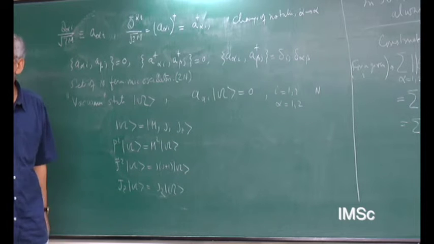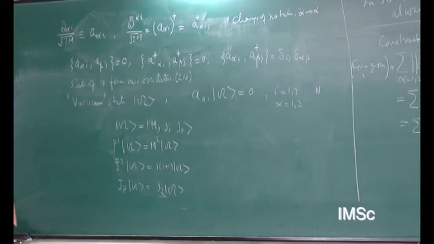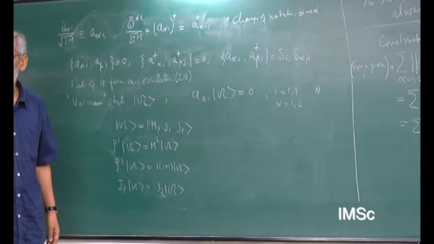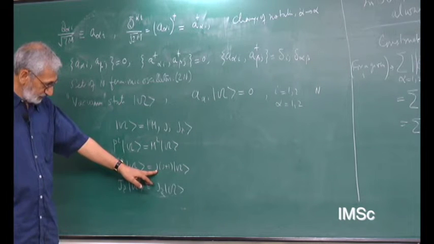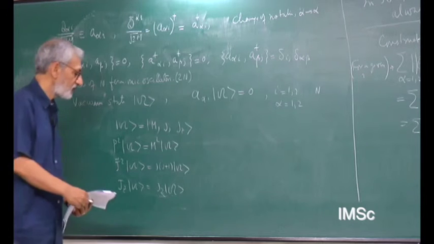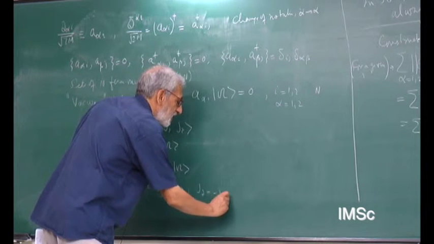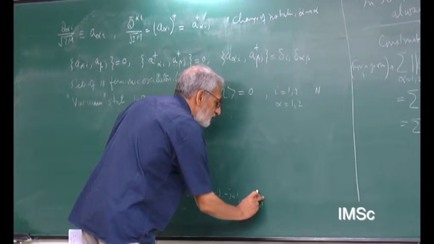So we start with some given representation of the rotation group with spin j and third component of spin jz. And we know jz will take values of minus j, minus j plus 1, up to plus j.